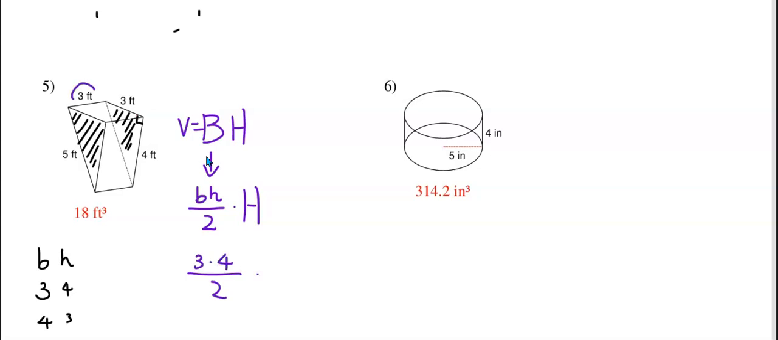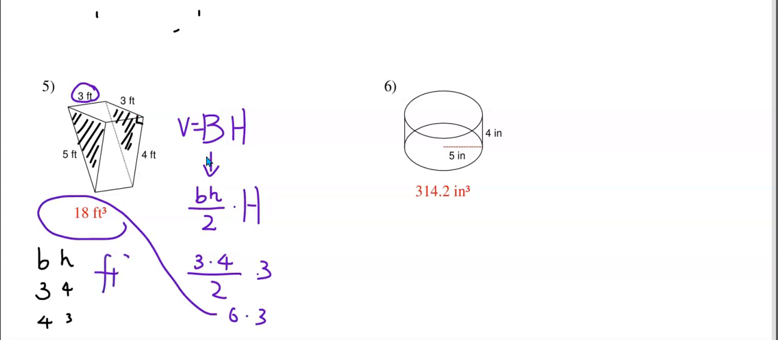Okay, the height of the prism is right here. Height is 3. So 3 times 4 is 12. 12 divided by 2, that's 6. 6 times 3, that is indeed 18. And don't forget, it's feet, and it's feet cubic.